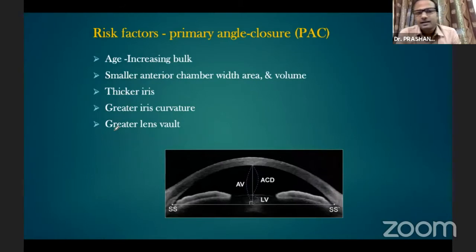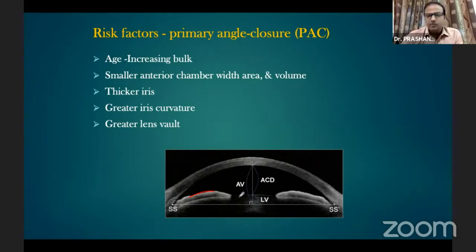Now, again, understanding the risk factors of primary angle closure. What are the risk factors actually causing the angle closure? In most cases, the lens bulk, which increases in size with the age of the patient, is occupying a large volume inside the eye. So that is a major cause in most cases. Others are a shallow anterior chamber with reduced area and volume, a thicker iris, anterior convexity or curvature of the iris, and a high lens vault.